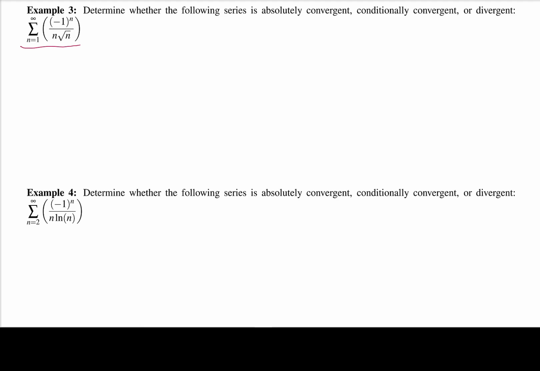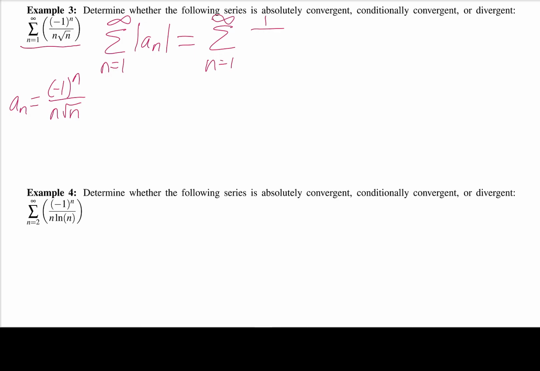So what I'm going to do is start by taking the absolute value of all of these terms. And so when I write this, I'm saying that a sub n is equal to -1 to the n over n square root n. So then the sum, well, that -1 to the n is just going to become 1 because of the absolute value. So this will become 1 over n times square root n, which is n to the 3/2. And we can say that this is convergent by the p-series.